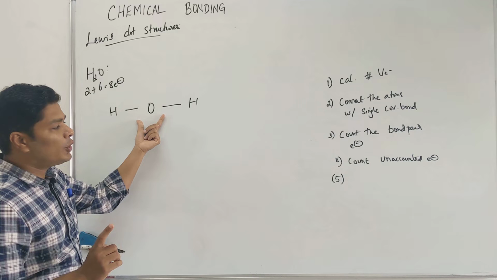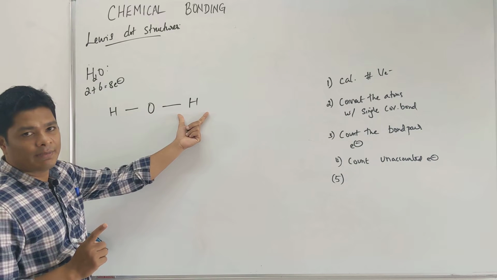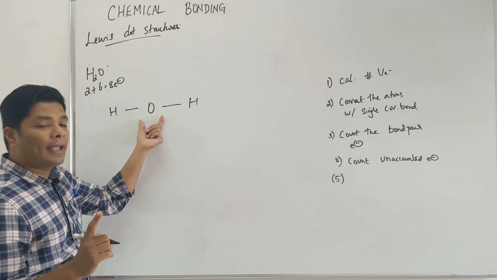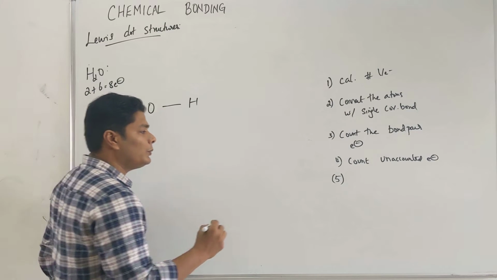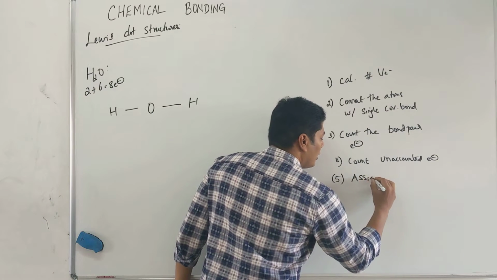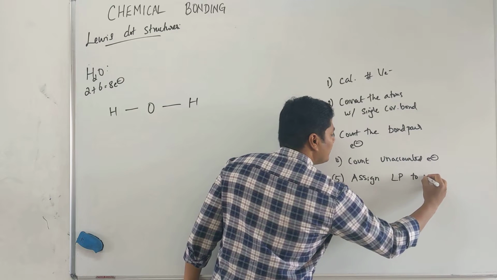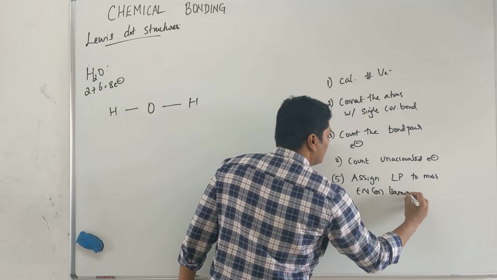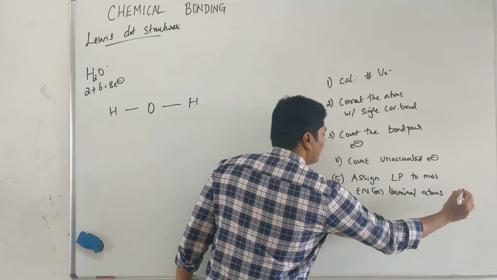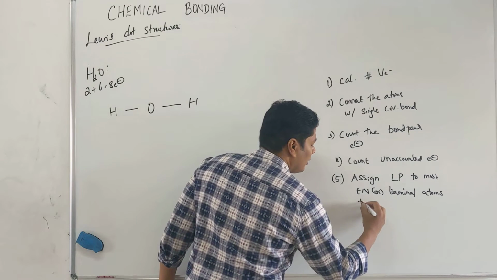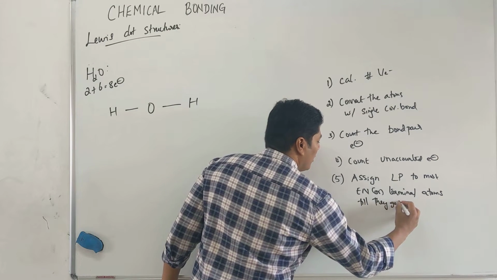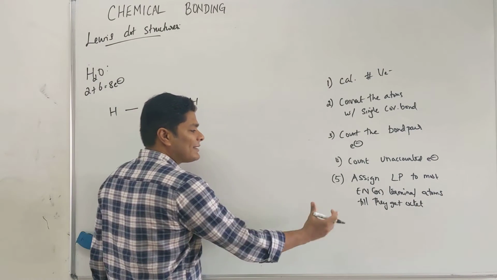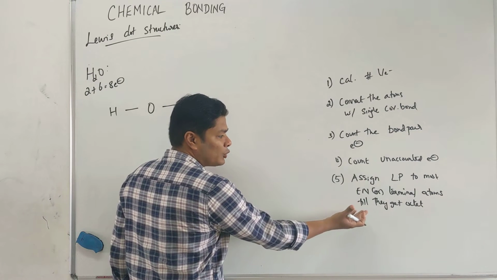Couple of points you want to know. Fluorine and hydrogen are always terminal elements. Only one bond is now possible, so they are always going to be terminal elements. Oxygen can be terminal or non-terminal, but what you want to do is assign lone pairs to the most electronegative or terminal atoms till they get an octet.